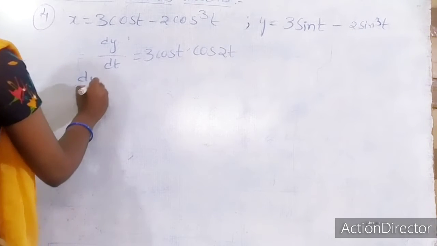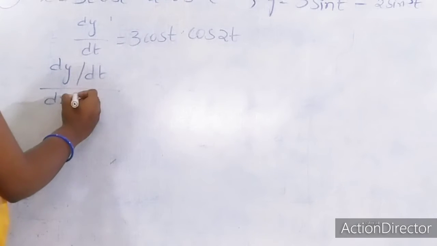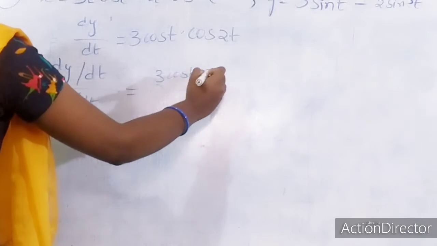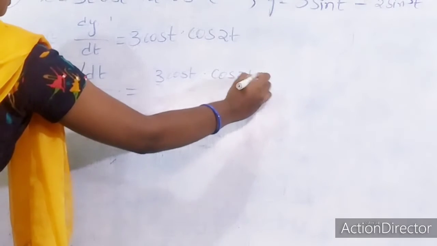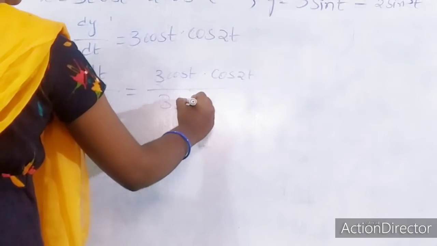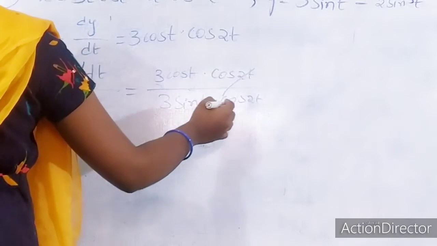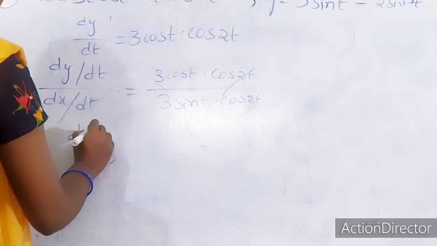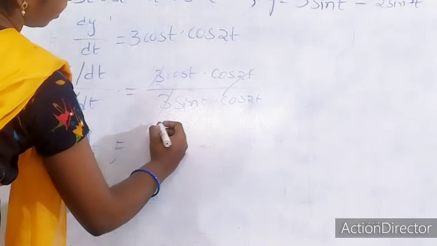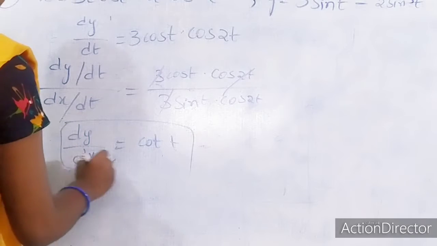Now we have to find dy by dx. So dy by dt divided by dx by dt is equal to 3 cos t into cos 2t divided by 3 sin t into cos 2t. Cos 2t gets cancelled, 3 gets cancelled. So dy by dx is equal to cos t by sin t, which is cot t. That is the final answer.